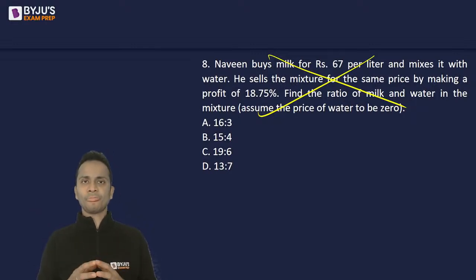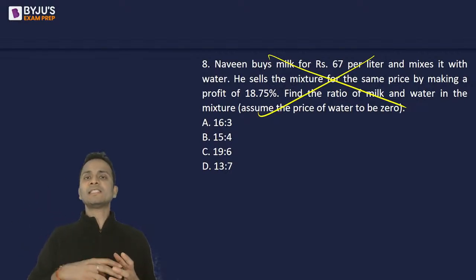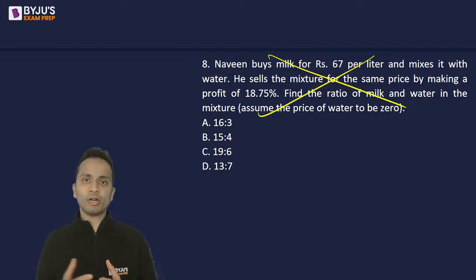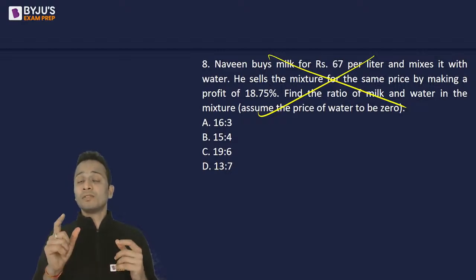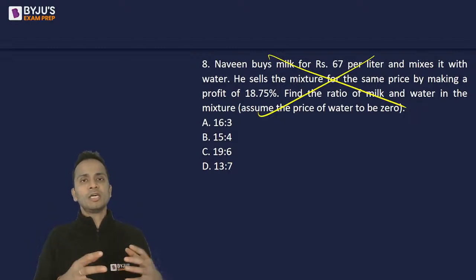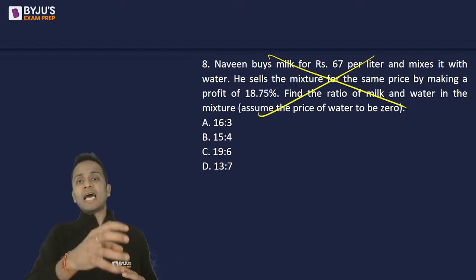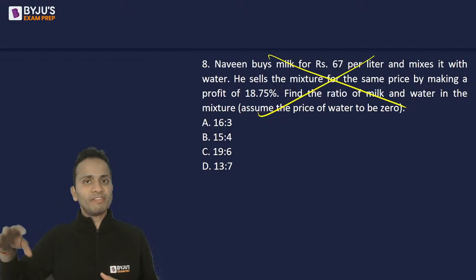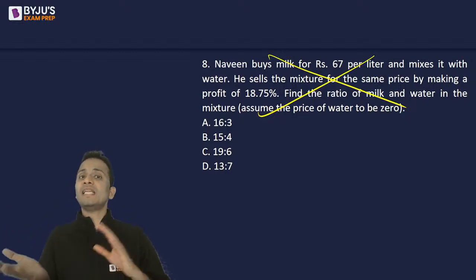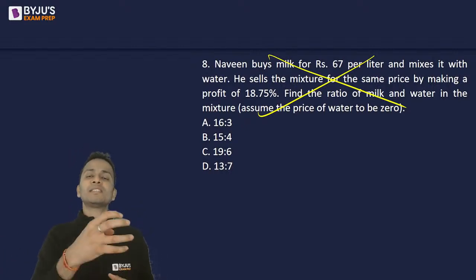Now, second case, if I'm buying some milk, adding some water to it, and then selling it at the same price I have bought it, then I will have profit. Whatever profit I will have will be because of the quantity of water that is being added. Earlier I was selling the milk at its own price. Now I'm selling water at the price of milk. Since I'm selling at the cost price, whatever profit I have will be because I'm mixing some water.